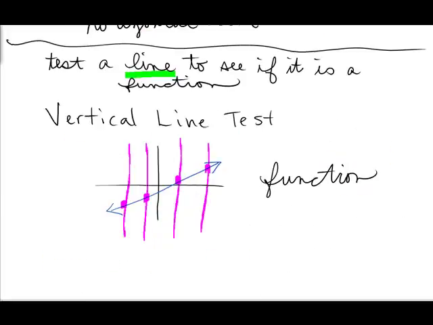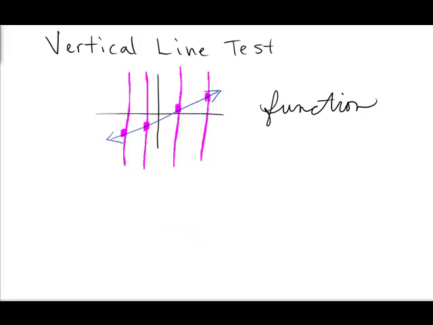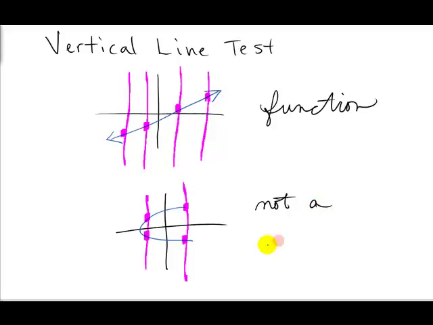But if we had a graph like this, where we did the vertical line test, you can see here my vertical line crosses in two places. So if it crosses in more than one place, then it's not a function.